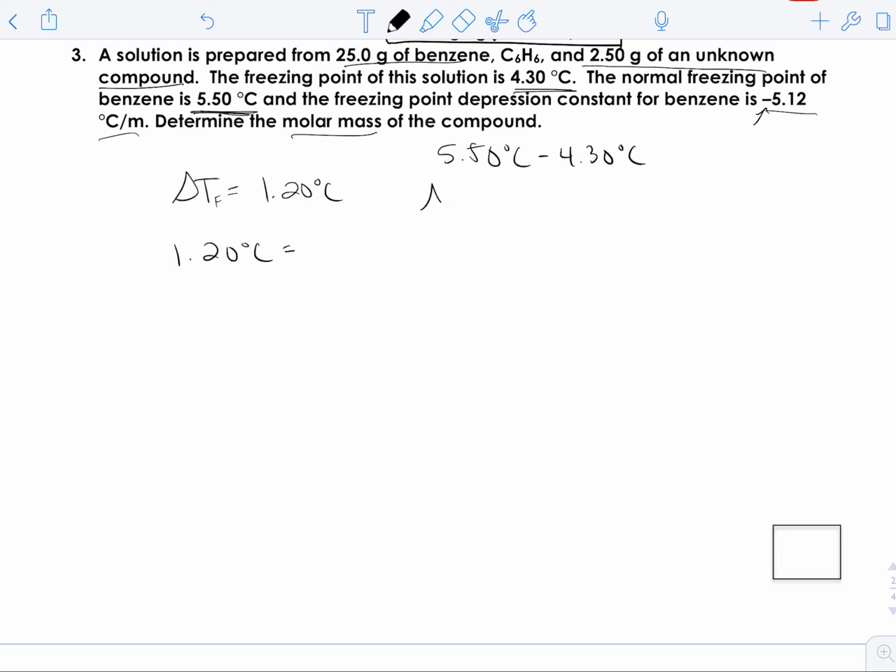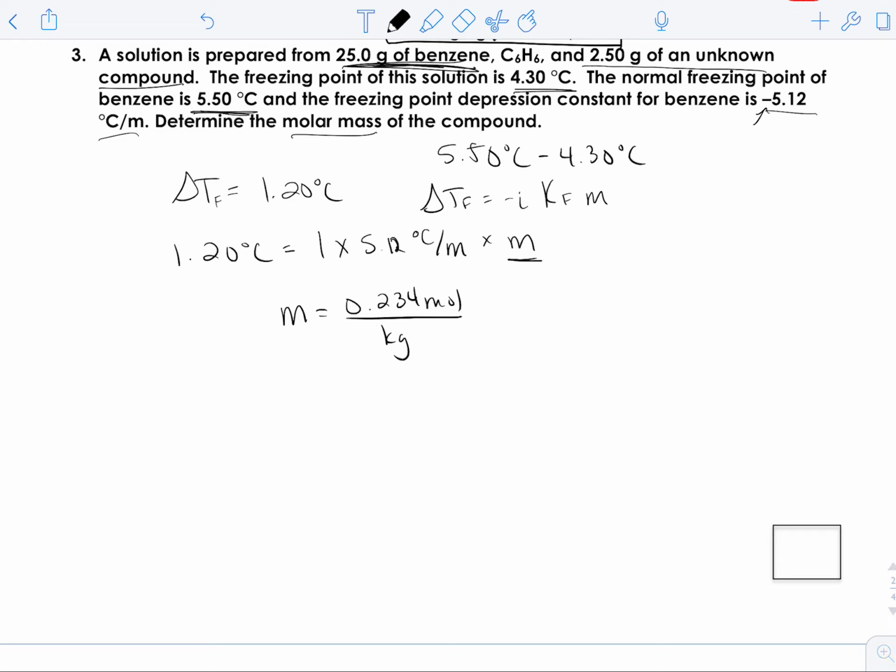So remember, delta TF is equal to negative i Kf molality. So we have our delta TF is equal to our i value of 1 times 5.12 degrees Celsius over molality, canceling out that negative, times our molality of unknown, right? We're going to be solving for this value. So when we solve for molality, we get a value of 0.234 moles per kilogram. Okay.